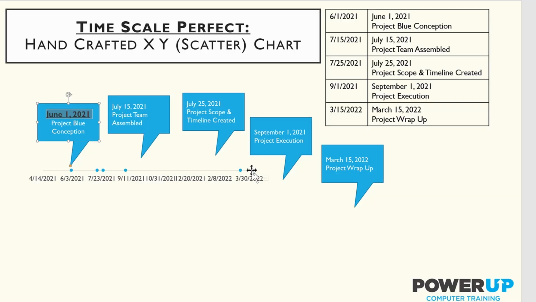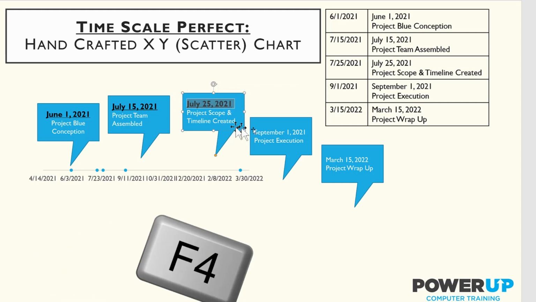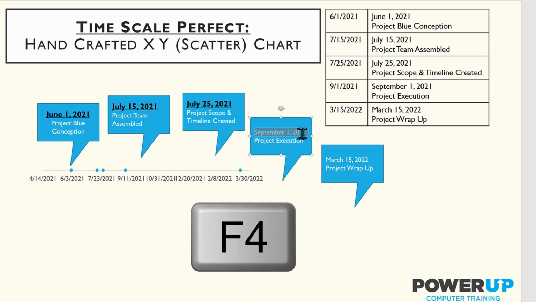That means I can now repeat all three formatting commands by highlighting the next set of dates and hitting the magic repeat last command key of function F4.